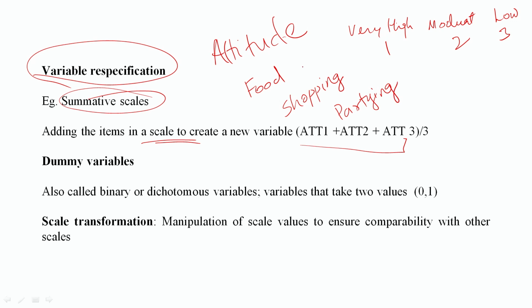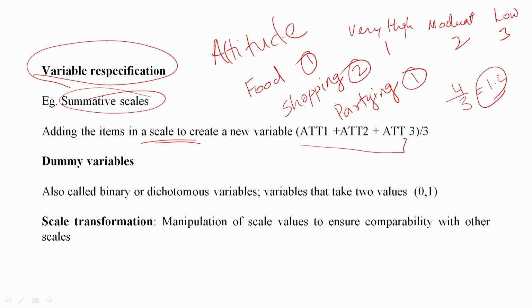So food, the respondent has given 1, shopping 2, partying 1. So what is the sum of these three? 3, that is 4. 4 divided by 3, somewhere between 1.2 or 1.3 it comes. The summative score will be the average of the 3 scores, and that particular score will be used for analysis.